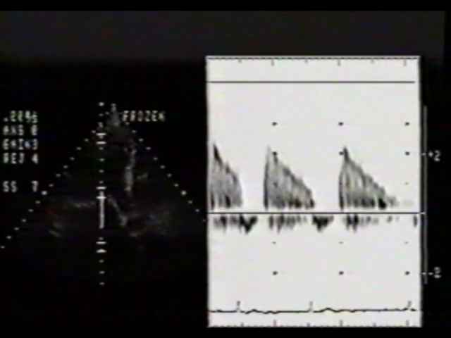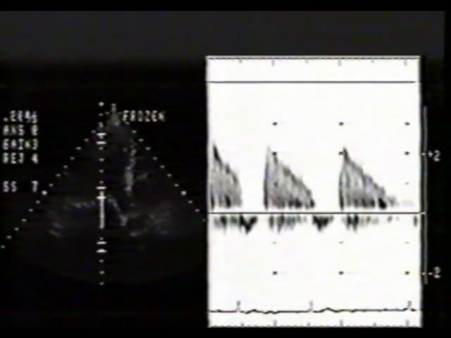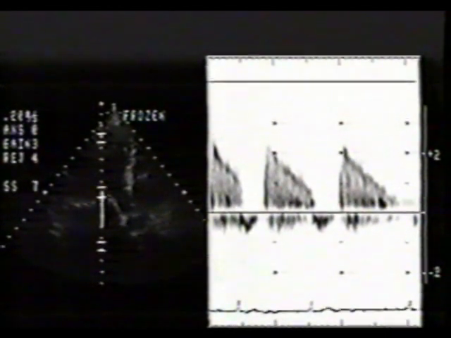One solution to frequency aliasing is to increase the pulse repetition frequency of the transducer. Because of the previously mentioned relationship, this automatically increases the Nyquist limit. This is the same patient with mitral stenosis, but the instrument is being utilized in the high PRF mode.